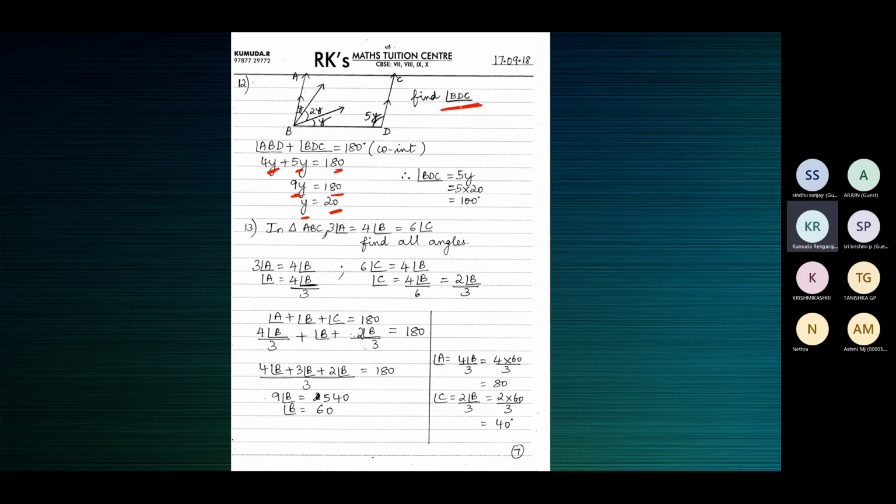You need to find angle BDC. BDC, this angle, BDC, 5y. So 5 into 20, 100 degrees.